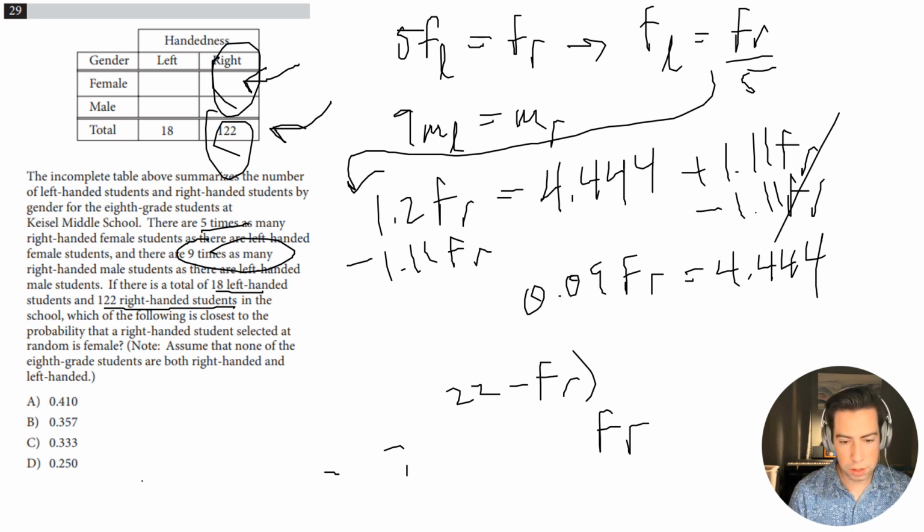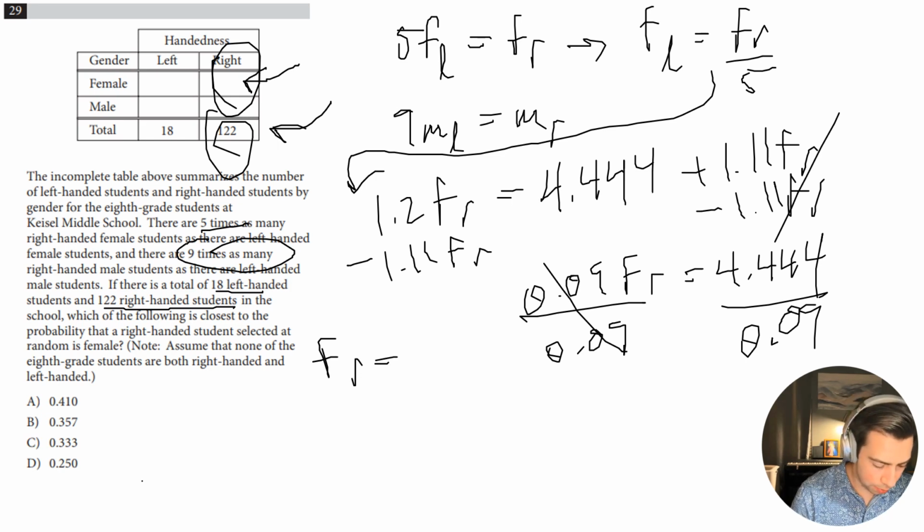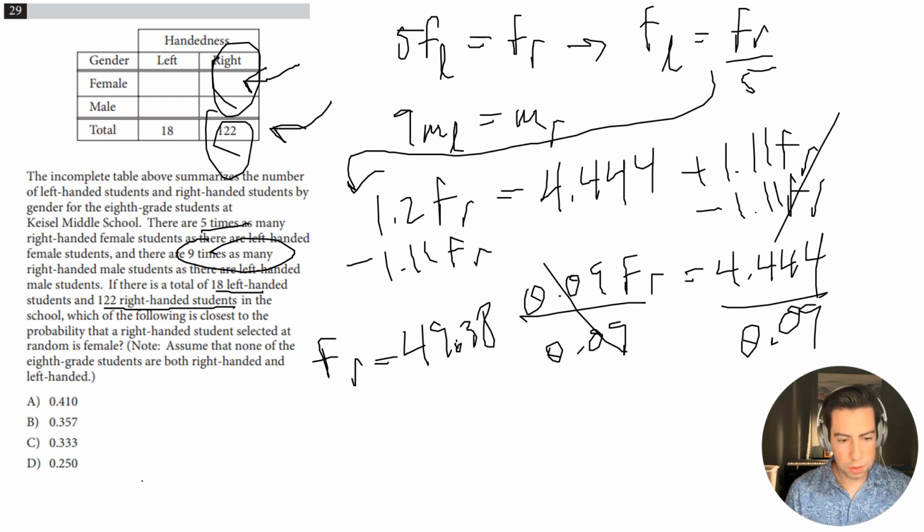Let's clear some more space here. All right, so now I'll go ahead and divide both sides by 0.09. And I will have f sub r equals that whole value divided by 0.09, and I'm going to get 49.38. So now we have our value for f sub r. We just need to divide this by 122 to get our probability.